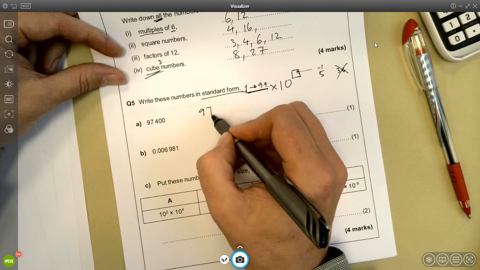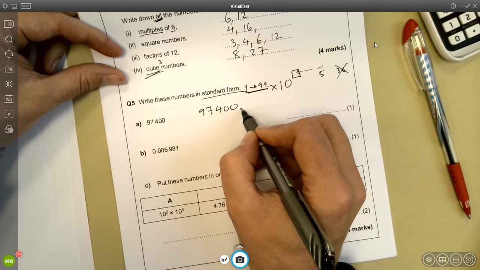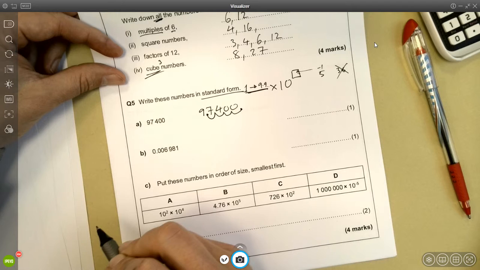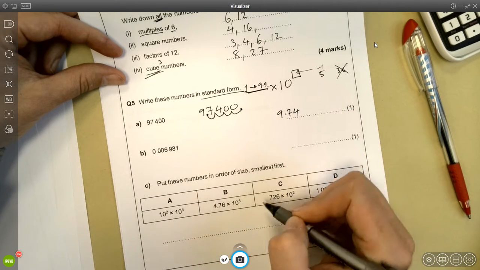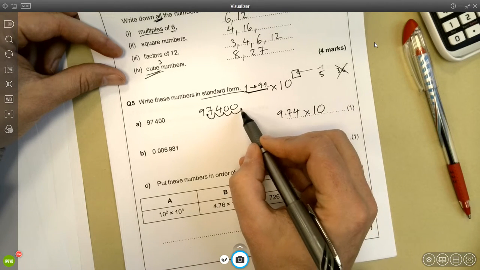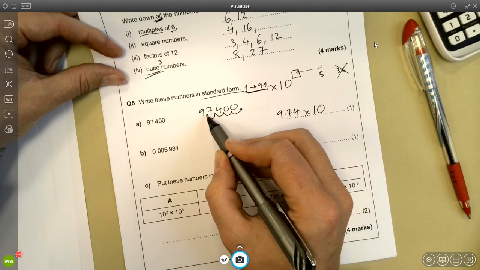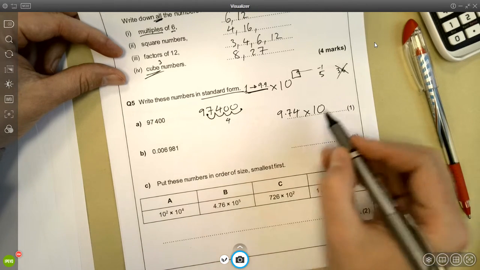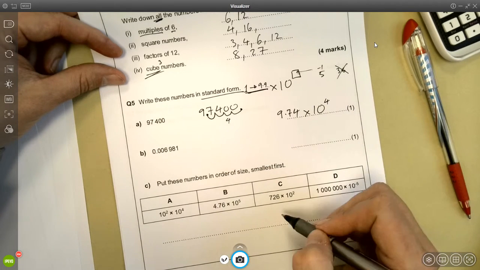So if you've got 97400 and our decimal point's there, move that decimal place until you're creating a number that's between 1 and 10. So look, we can create the number 9.74. Well, look what's happened here, and it's going to be times 10 to the power of something. We've made that number 10, 100, 1,000, 10,000 times smaller, so we need to do that here. We've moved 4 times, so we need a 4 there.